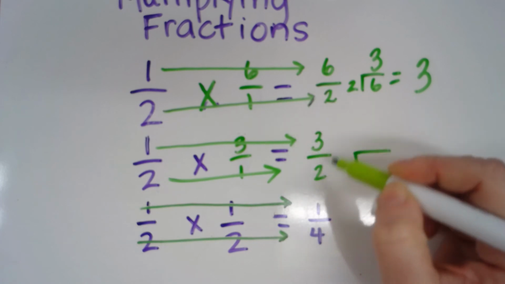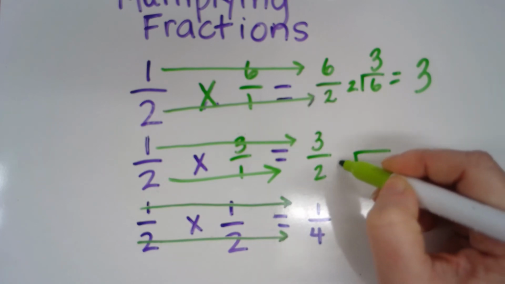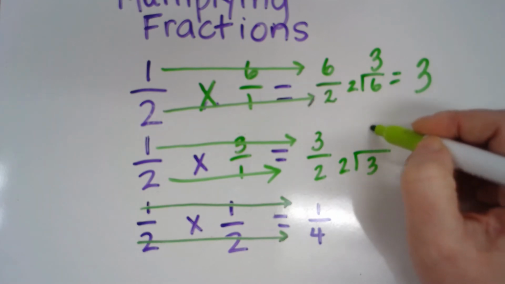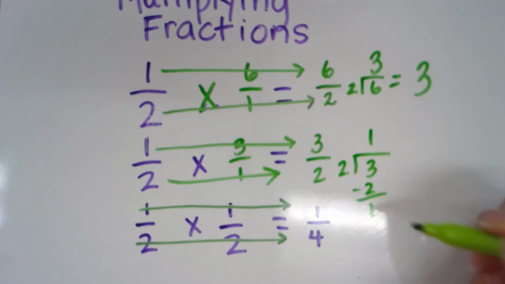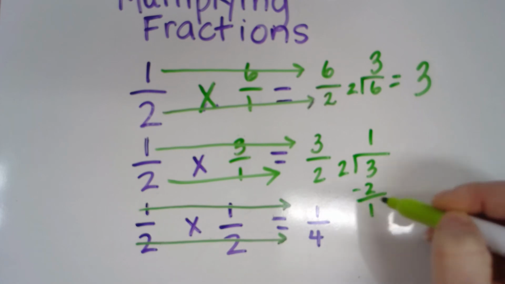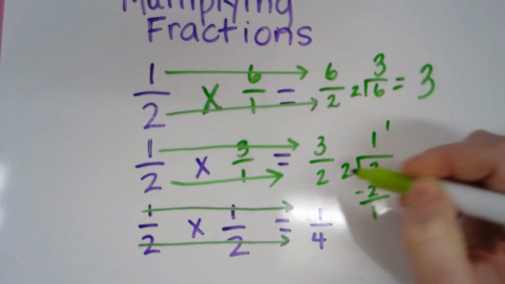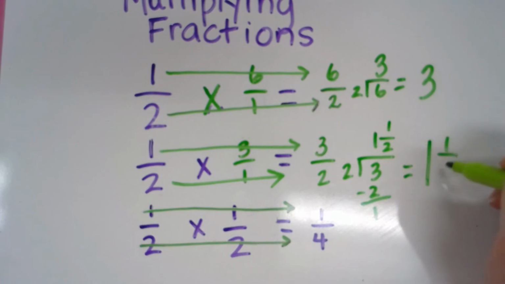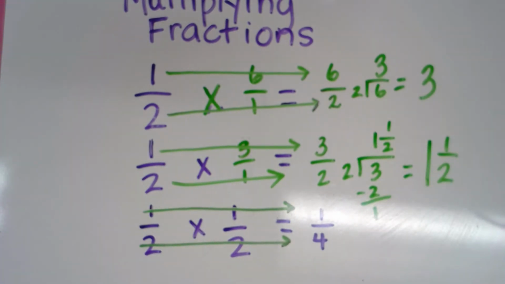Remember to simplify an improper fraction into a mixed number. I ask myself, how many times can 2 go into 3? It goes in 1 time. I have a remainder of 1. This remainder flies to the very top, and my denominator stays the same. I see that I get an answer of 1 1/2.